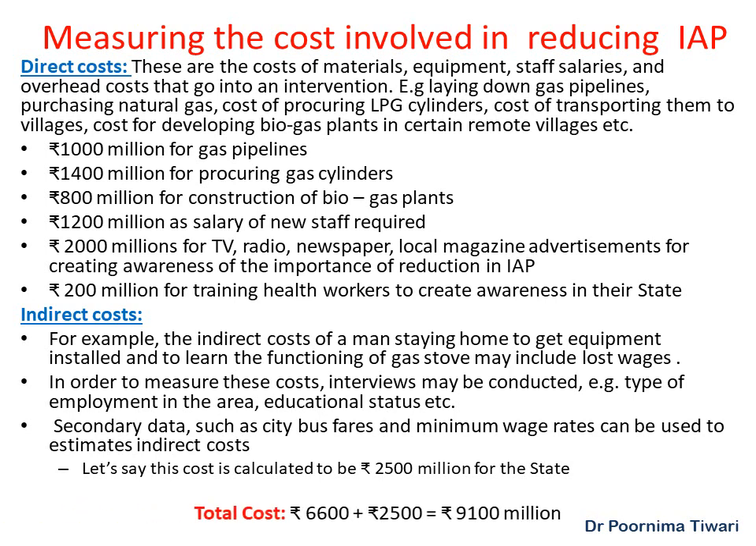So the total cost of reducing indoor air pollution in the state came out to be 6600 million direct cost and 2500 million indirect cost. So a total of 9100 million rupees.